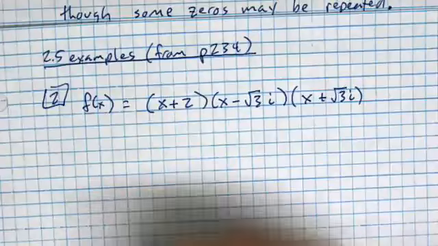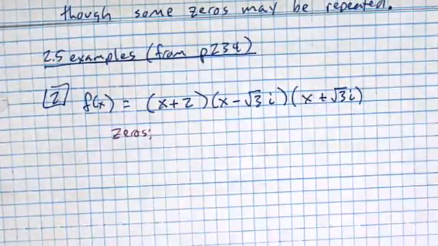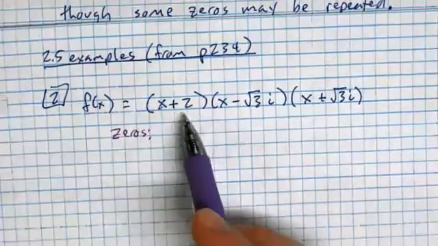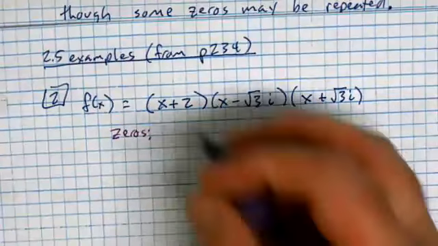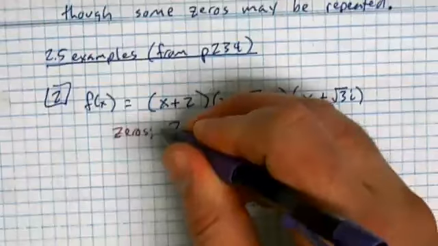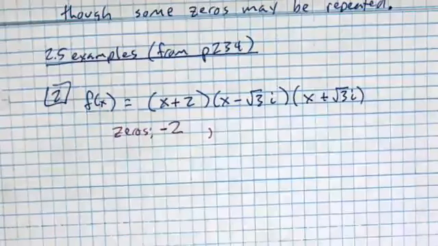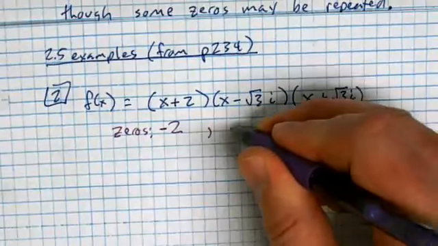So let's write out our zeros. Looks like we've got one real zero. x plus 2 is going to give us a zero of 2, or negative 2. Almost made a mistake there. I guess I did make a mistake, but I caught it. From this factor, if I set that equal to 0 and solve, I'm going to get positive root 3i.